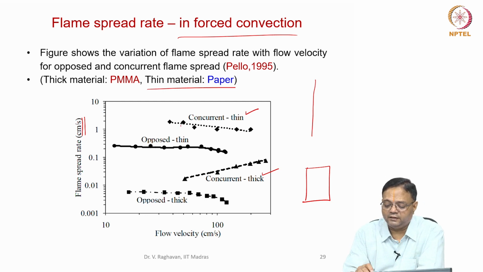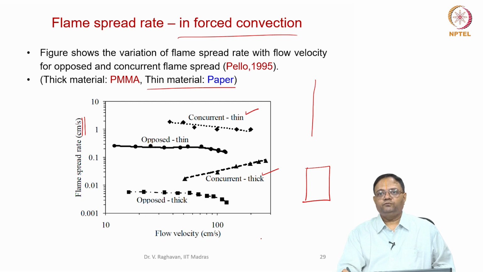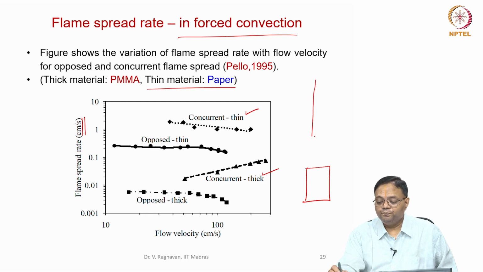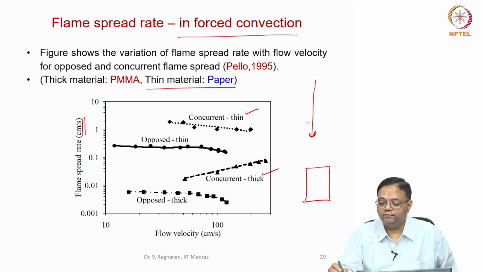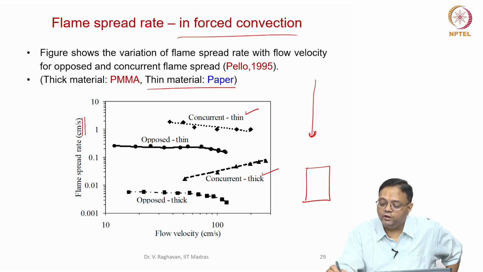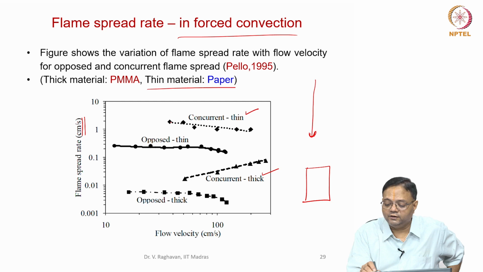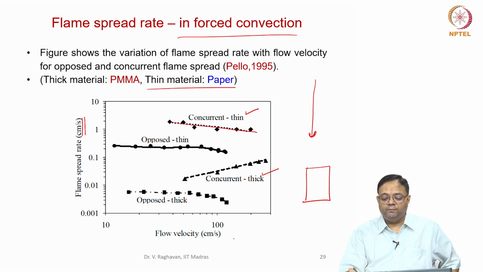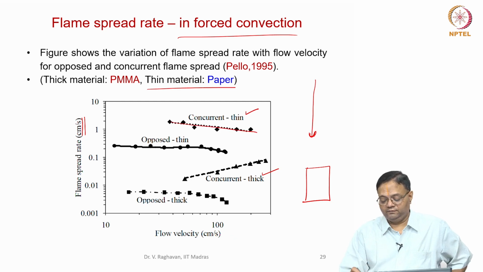There is a slight reduction in the flame spread rate with respect to the flow velocity. Thin case. Why? Because as I told you, in the thin case, the fuel burns and it consumes and goes away. Now what happens is as the flow velocity increases, there may be some convective cooling which can occur, so that the flame temperature can reduce, so that the flame spread velocity will slightly decrease.